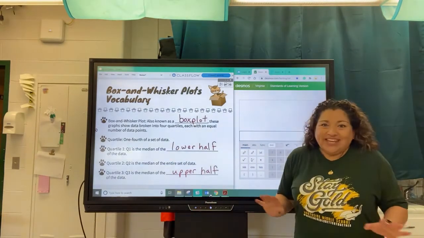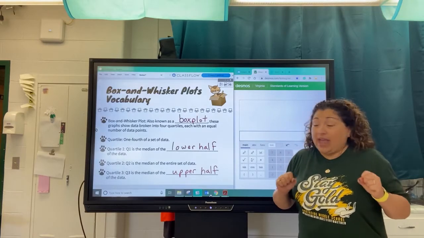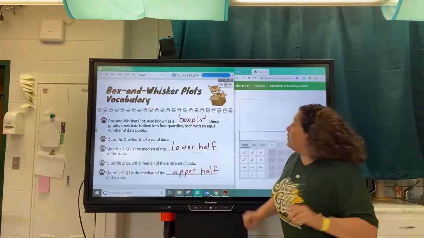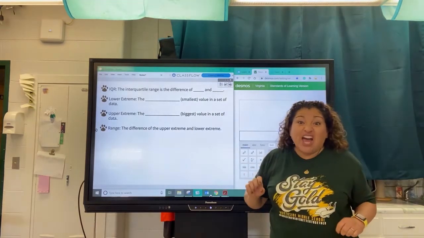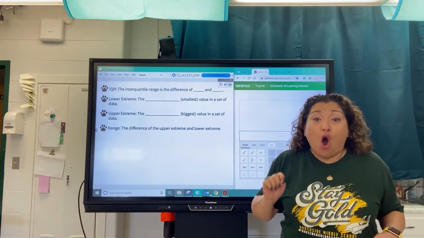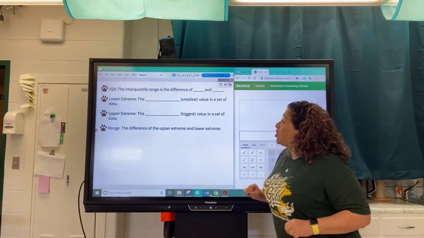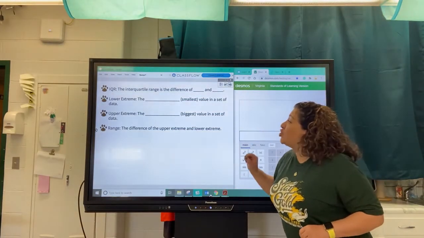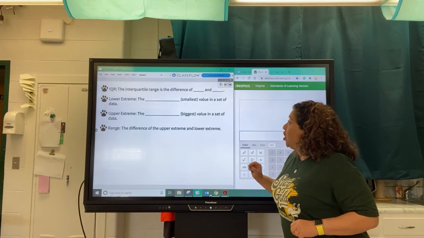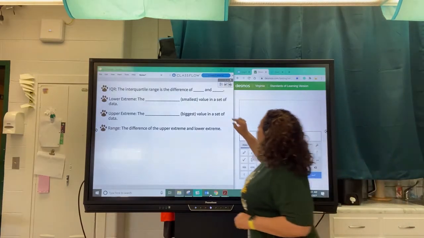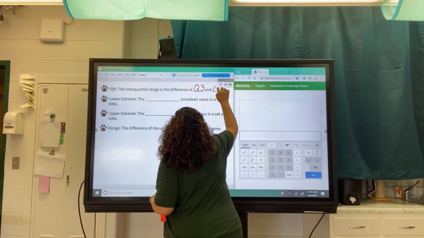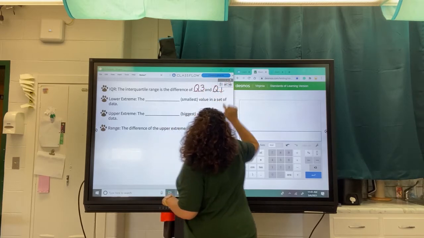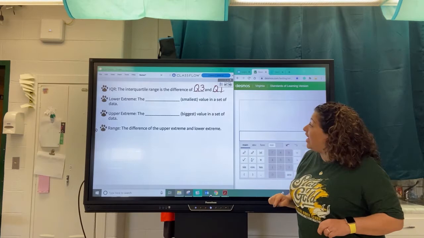I know, it's crazy, but it's got to get better, okay? I promise. So we've got a little bit more vocabulary, and we're going to start here. We've got 3 letters, IQR. IQR stands for the interquartile range, which is the difference between Q3 and Q1. All right.